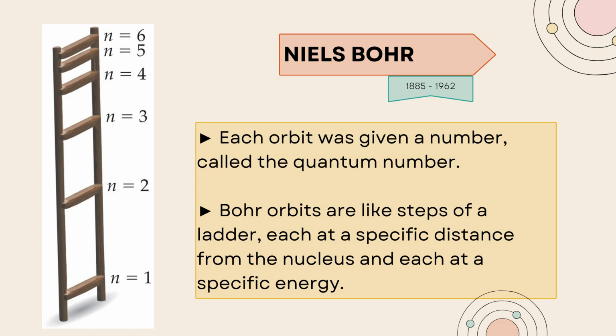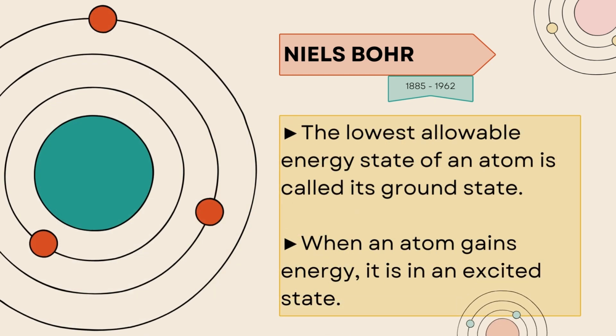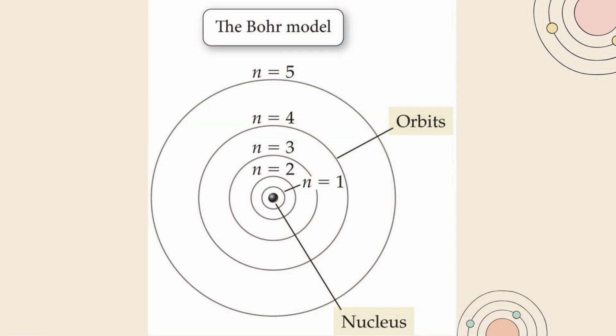Niels Bohr. Each orbit was given a number called the quantum number. Bohr orbits are like steps of a ladder, each at a specific distance from the nucleus and each at a specific energy. The lowest allowable energy state of an atom is called its ground state. When an atom gains energy, it is in an excited state. This is an illustration of the Bohr model with labels.